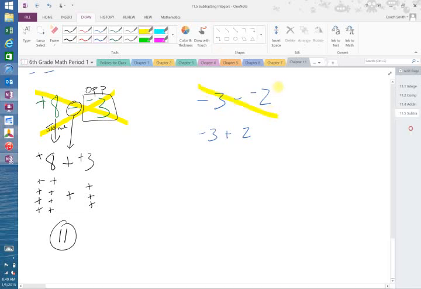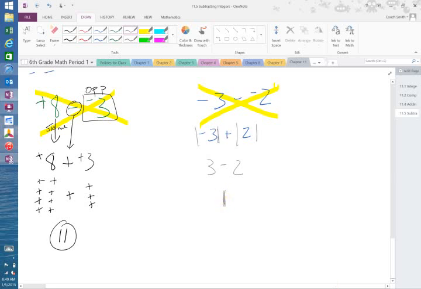So, once again, this problem does not exist. So what do I do there? Somebody raise your hand and tell me, what do we do with negative 3 plus a positive 2? Staley. You have to find absolute value and then subtract it. So what is the absolute value of negative 3? 3. What is the absolute value of 2? 2. And I'm going to subtract the smaller absolute value from the larger absolute value. What's 3 minus 2? 1.